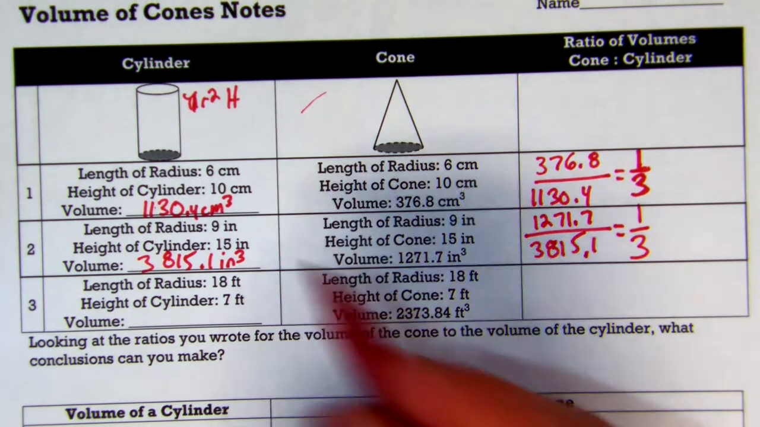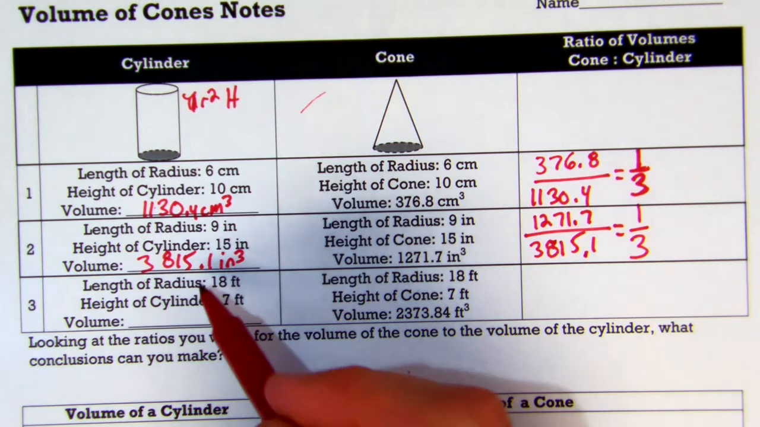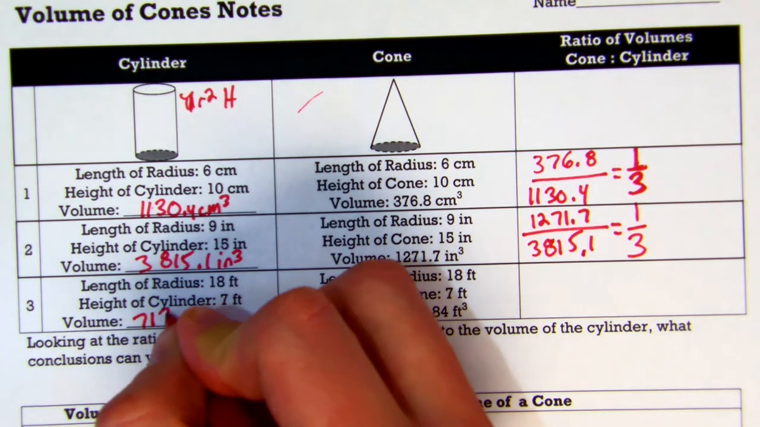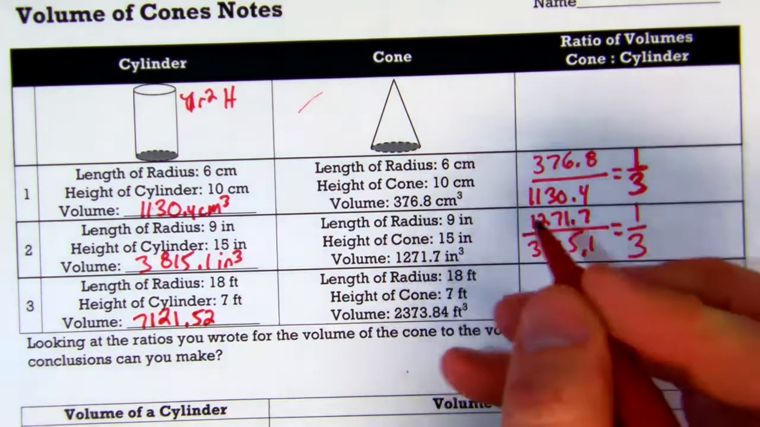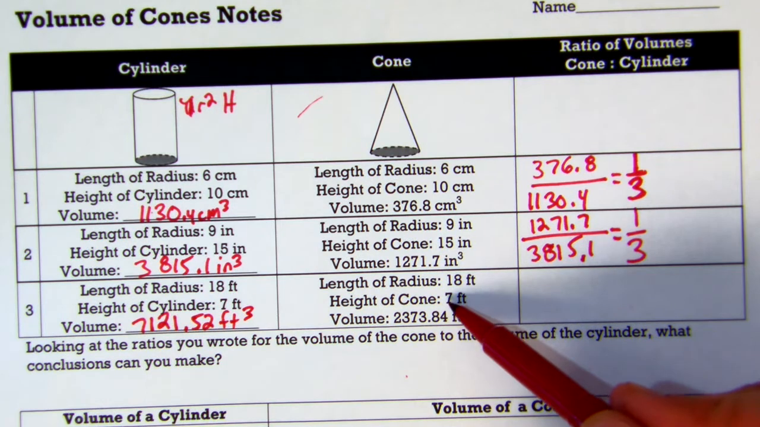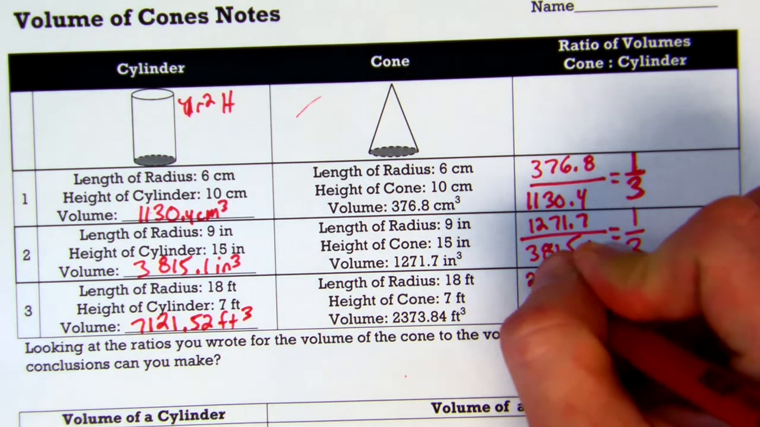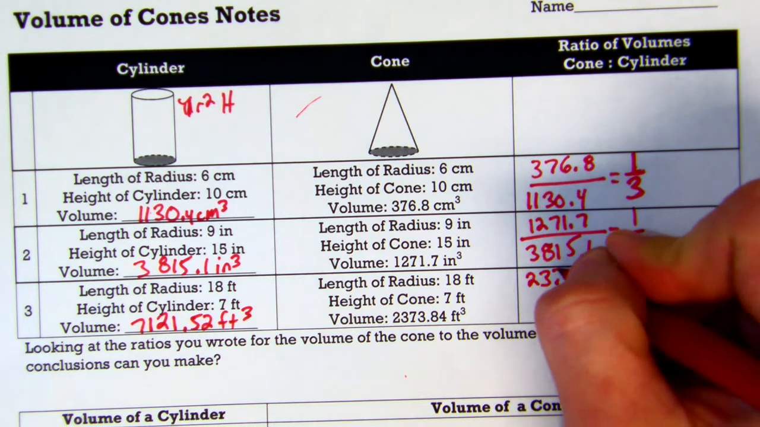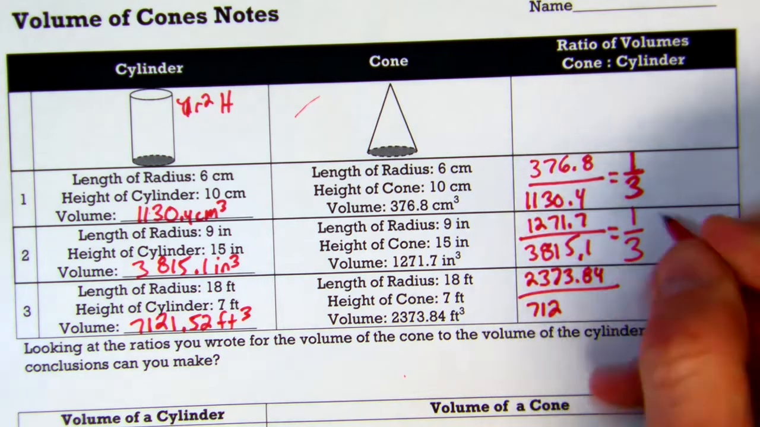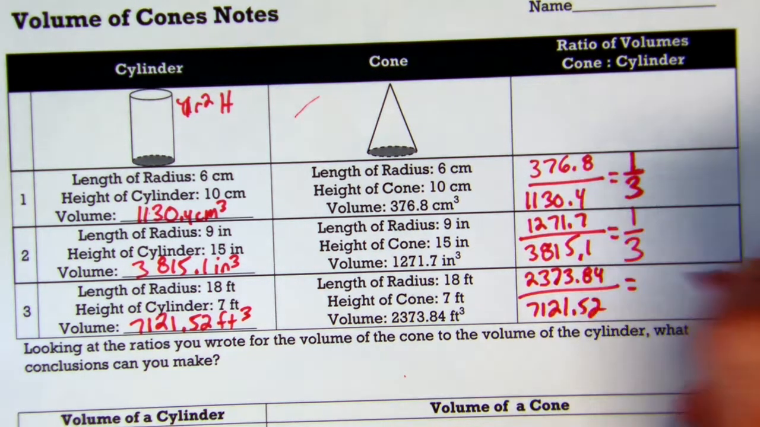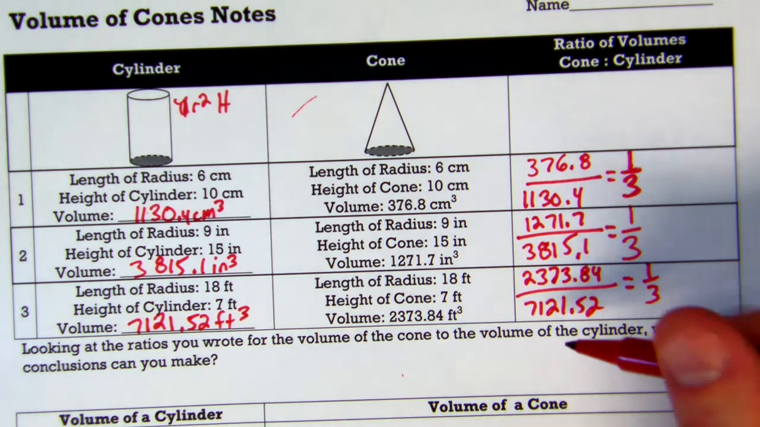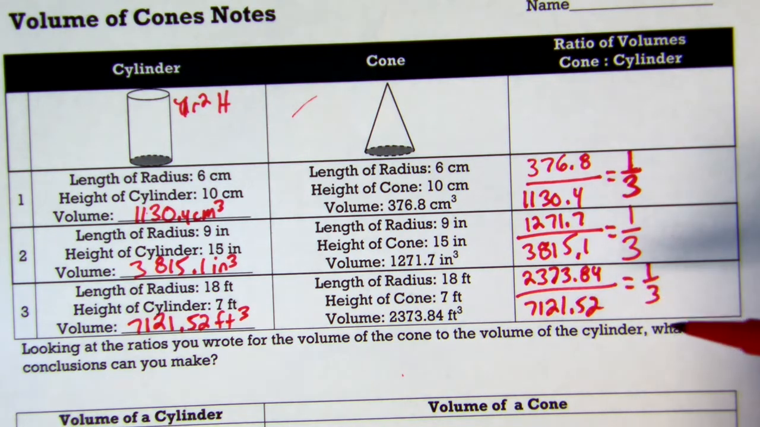Alright, number 3. Again, radius 18 feet, cylinder height of 7 feet. We go ahead and figure it out. We get an answer of 7,121.52 feet cubed. Okay, and then we have the same radius and the same height. Now let's go ahead and divide our cone by the cylinder. And again, when you simplify 2,373.84 divided by 7,121.52, we get an answer of 1/3.